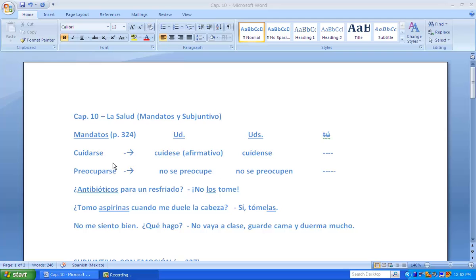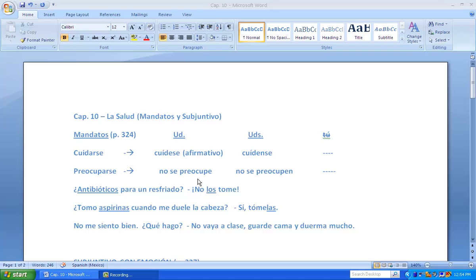Now, notice that these two verbs that I have here for you, cuidarse and preocuparse, have pronouns on the end. In this case, reflexive pronouns. When you have an affirmative command, you're telling somebody to do something. In this case, you're saying, take care of yourself. You stick the pronoun on the end of the command. So, take care of yourself is cuídese. And if you're talking to a group of people and you're saying, hey, take care of yourselves, it's cuídense.